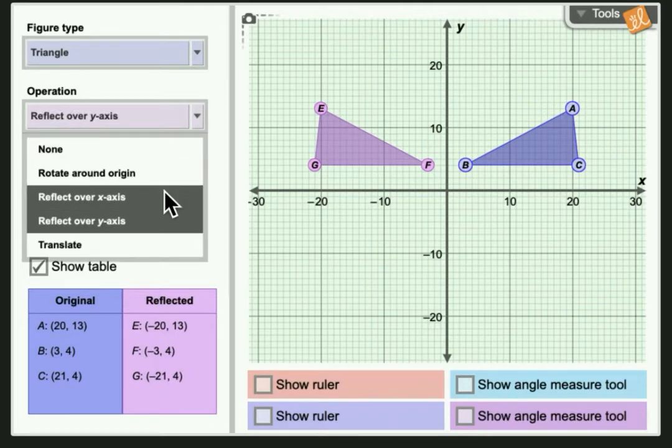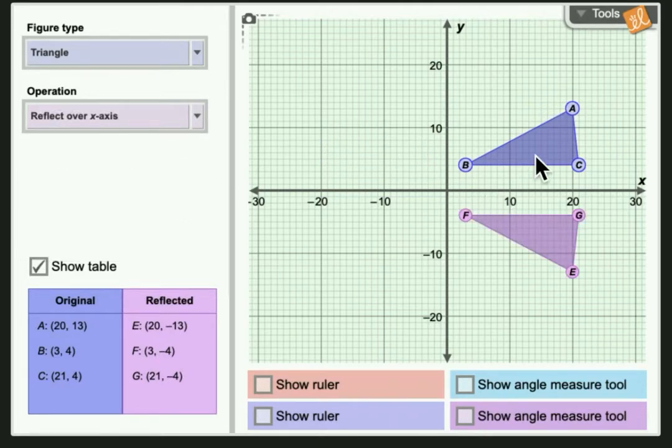You could also reflect over the x-axis. It's the same thing, but it's being flipped across the x-axis. So that is a reflection. If you look at the points, when we're reflecting, we're taking one of the coordinates and we're making them negative.